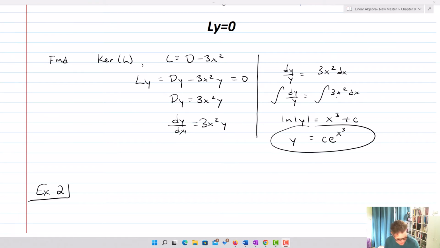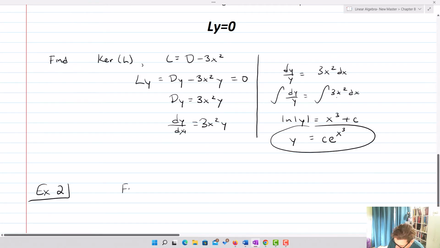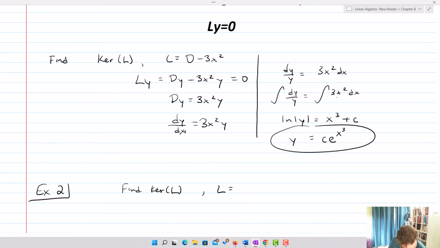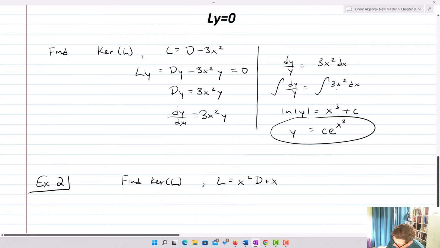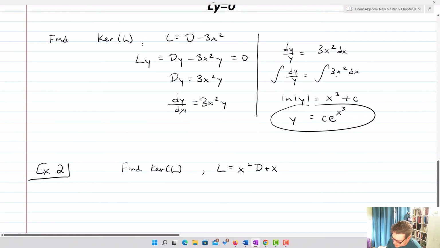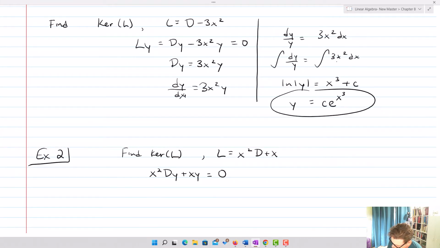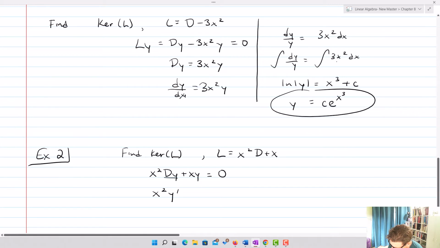Let's take a look at another example. Let's suppose that we want to find the kernel of L, and we're going to have that L equals x squared D plus x. So what we'll do now is take x squared dy plus xy equals 0. I'm going to change dy into a derivative, so this gives me x squared y prime plus xy equals 0. And I'm going to notice that this is first order linear.